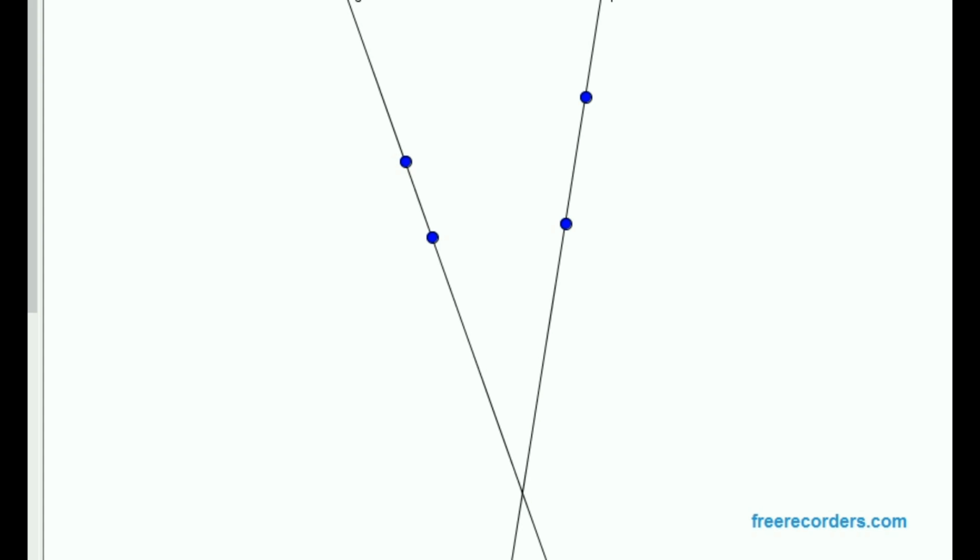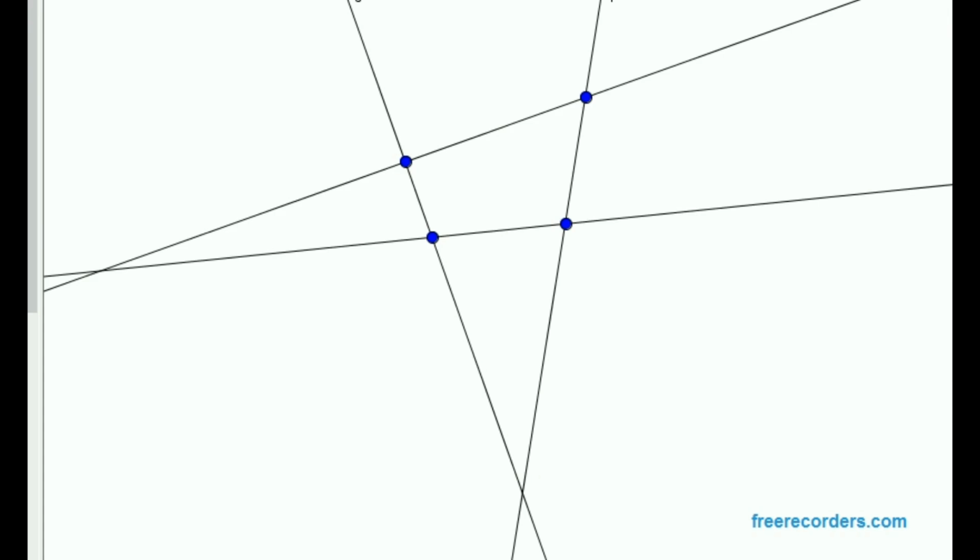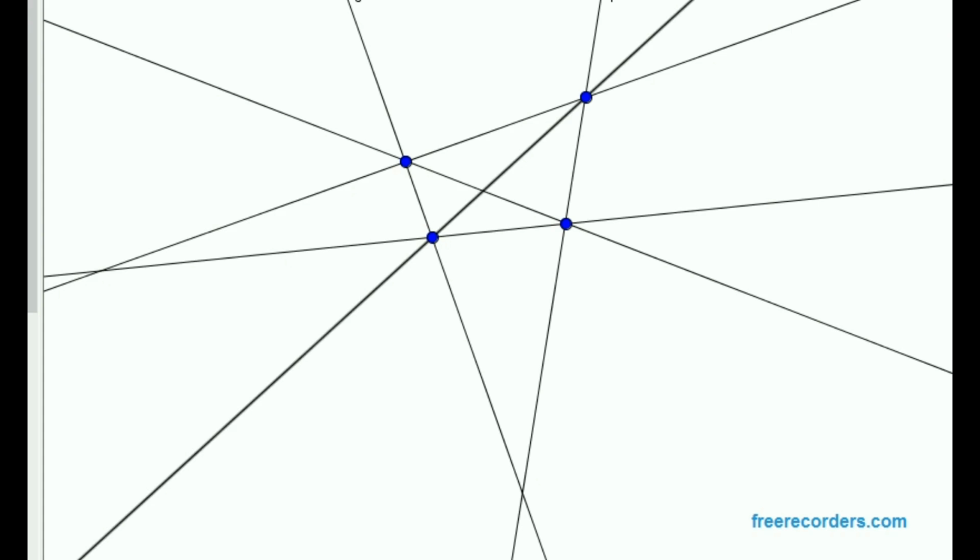So we start off with 4 points, and then we make this into a so-called complete quadrangle by joining every pair of points by a line. Now we have 3 new intersection positions, and we put red points there.